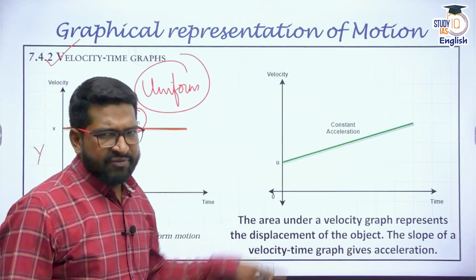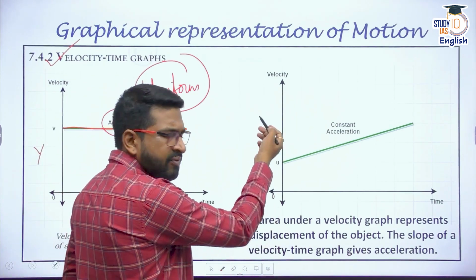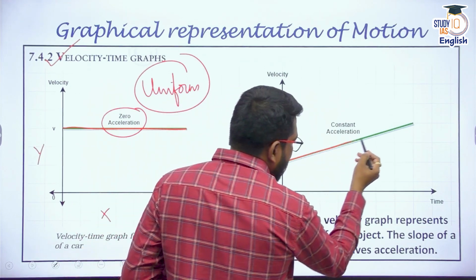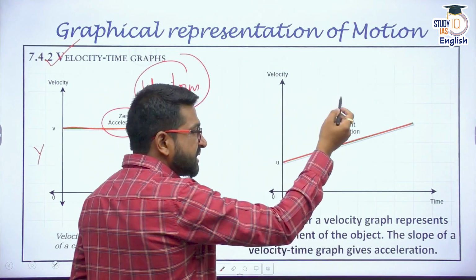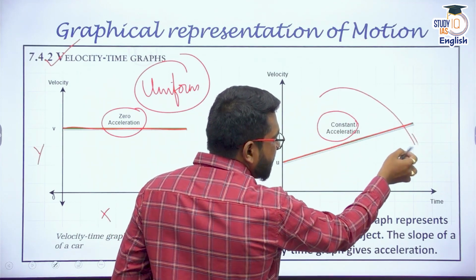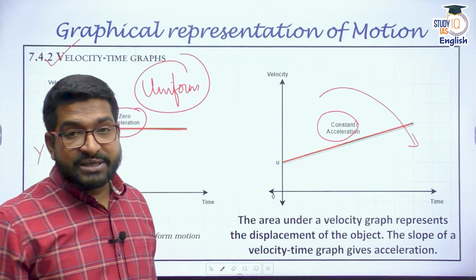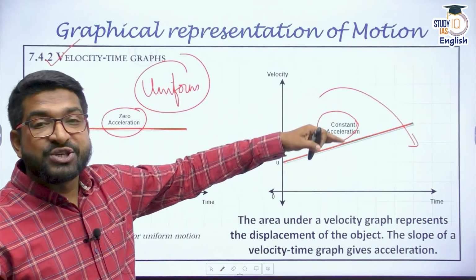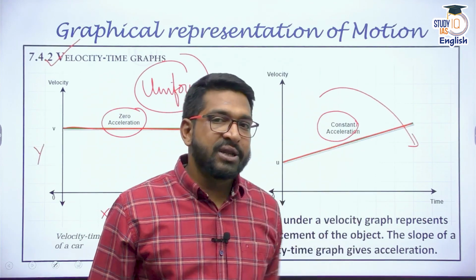Similarly, if I draw a graph where velocity is on the y-axis, time is on the x-axis, and if I draw a line like this, or if it is rising, then it is constantly accelerating, and if it is going down, it is constantly decelerating. That means velocity is reducing with time. That means it is retardation or deceleration.